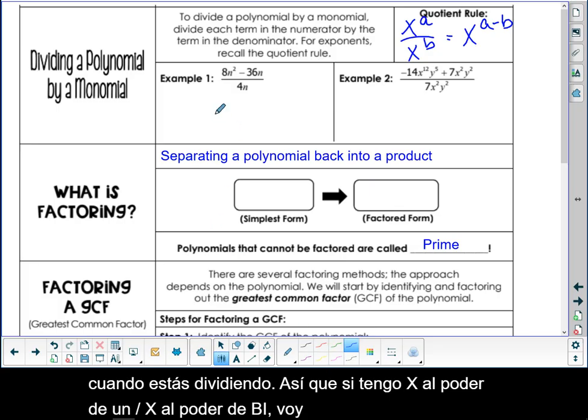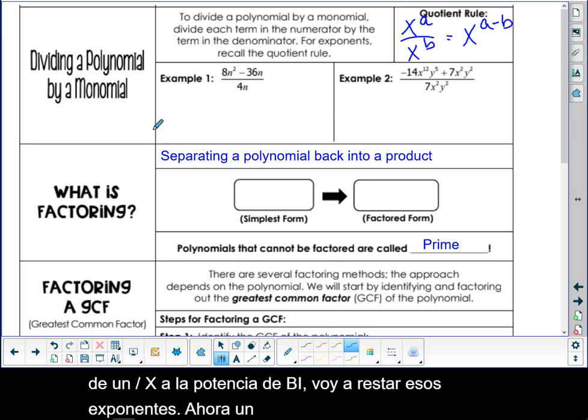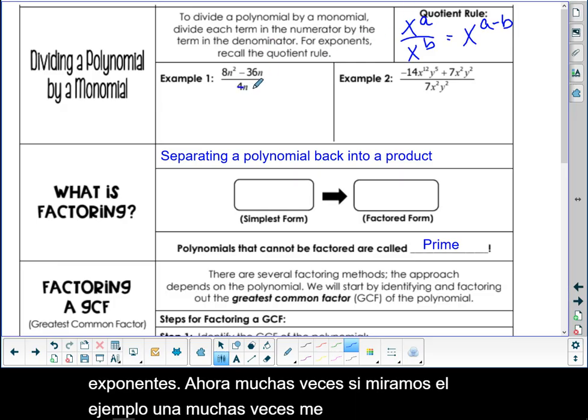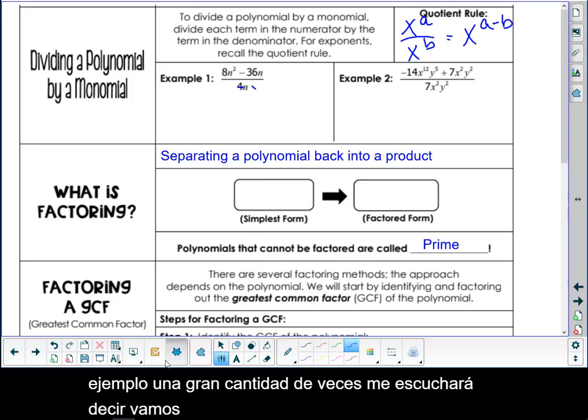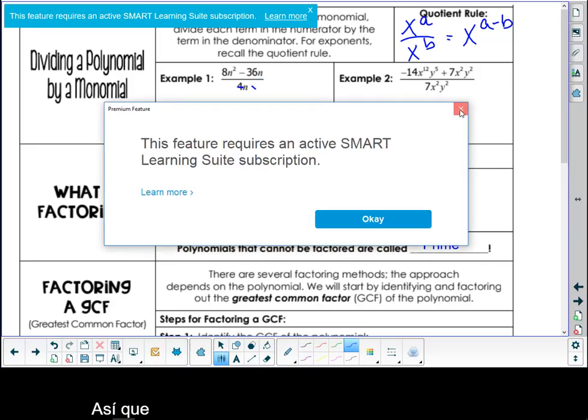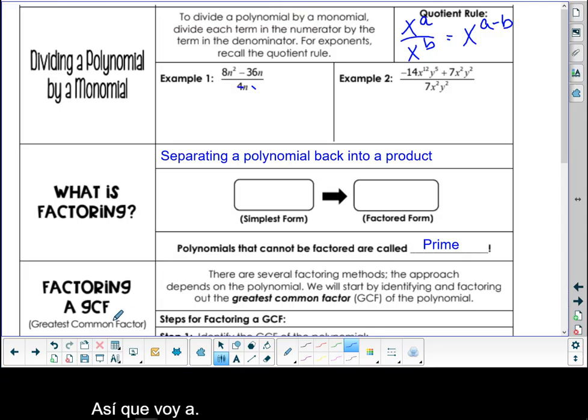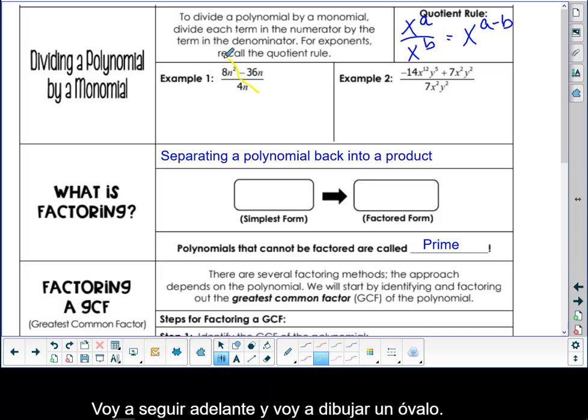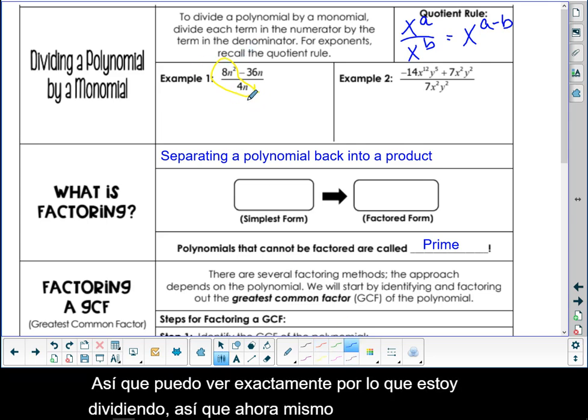Now, a lot of times, if we look at example 1, you'll hear me say, okay, well, let's use our ovals. So I am going to not do that. I'm going to go ahead and draw an oval so that I can see exactly what I'm dividing by. So right now I've got 8n squared divided by 4n.